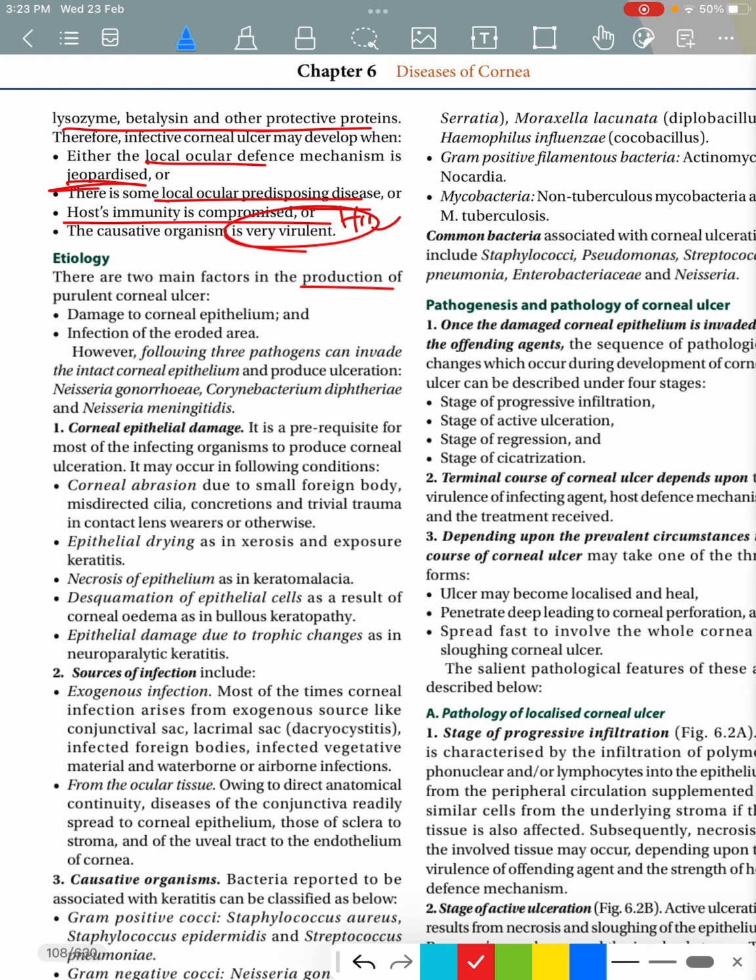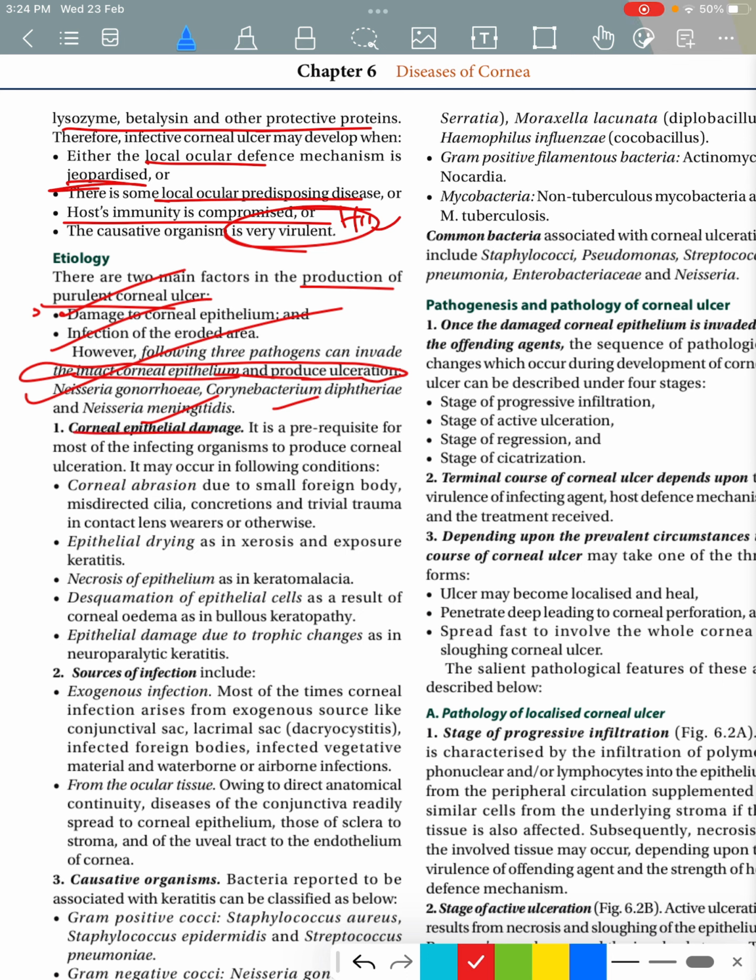There are two main factors in the production of a virulent corneal ulcer: damage to the corneal epithelium and infection of the eroded area. However, the following three organisms can invade an intact corneal epithelium and produce ulceration without any perforation, like Neisseria gonorrhoeae, Corynebacterium diphtheriae and Neisseria meningitidis, which produce keratitis.